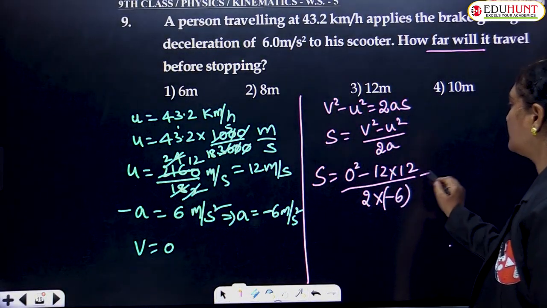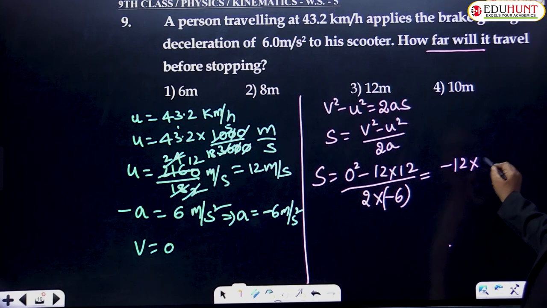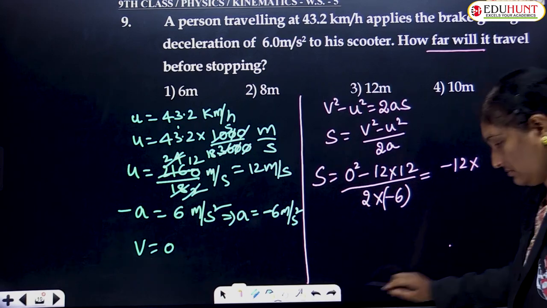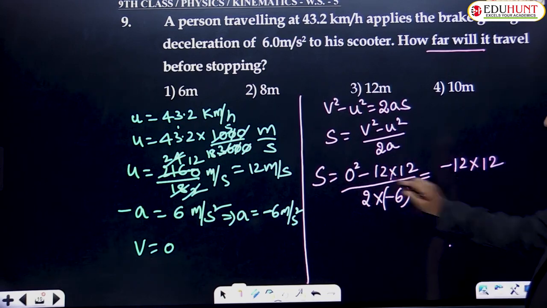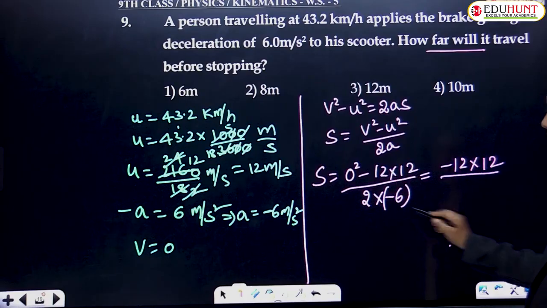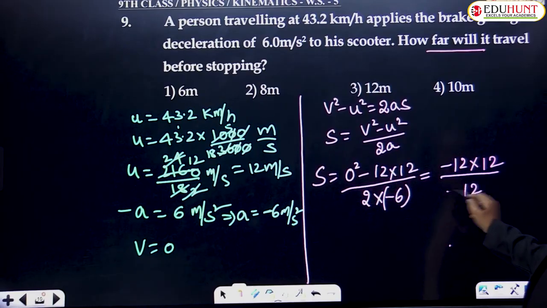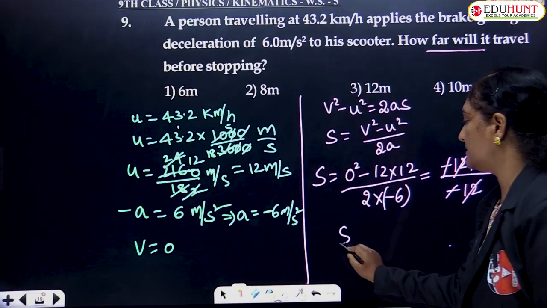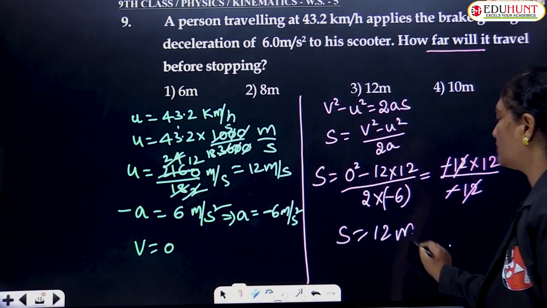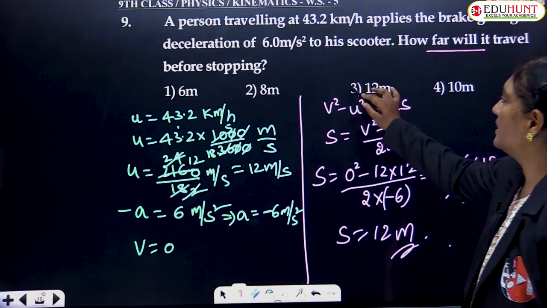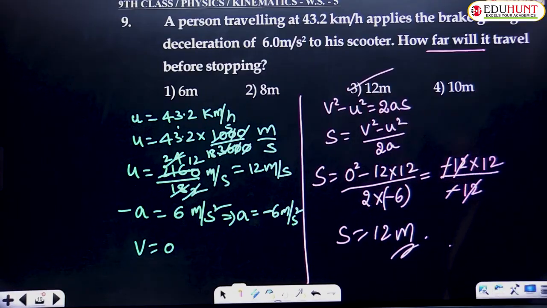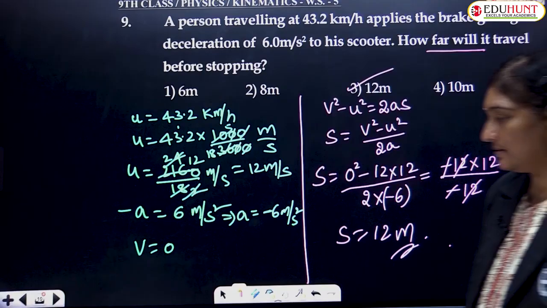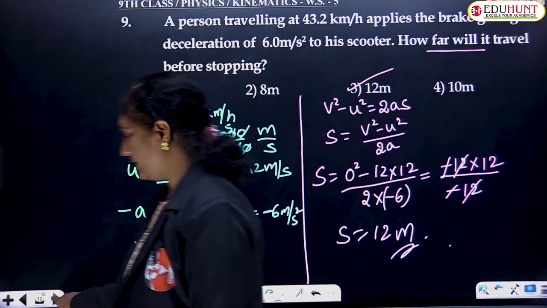So for the simplification, minus 12 into 12 upon 2 into minus 6. The minus signs cancel, 6 2's 12, and 12 gets cancelled. Hence the displacement was found to be 12 meters. So here goes your answer. So before stopping, how much distance has it covered, children? It is 12 meters. Now moving to the next question.